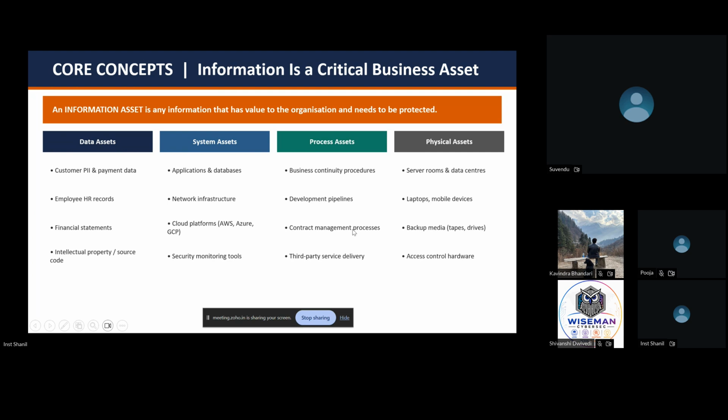Contract management processes is basically a CRM, customer relationship management. Before onboarding any customer into your business, you develop a contract with them, and have a contract signed by both the parties. That is simply known as contract management processes.